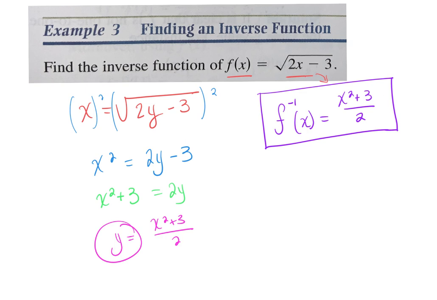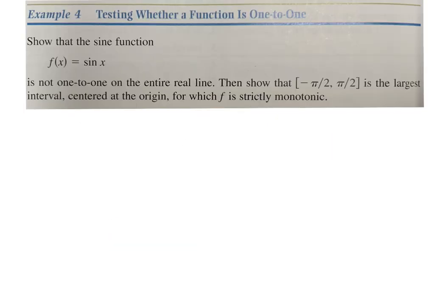All right. When I do that, my square and my square root cancel. So I have (2x minus 3 plus 3) over 2. My 3's cancel. I have 2x over 2, which is x. Yes, I did that correctly. Those are inverses.